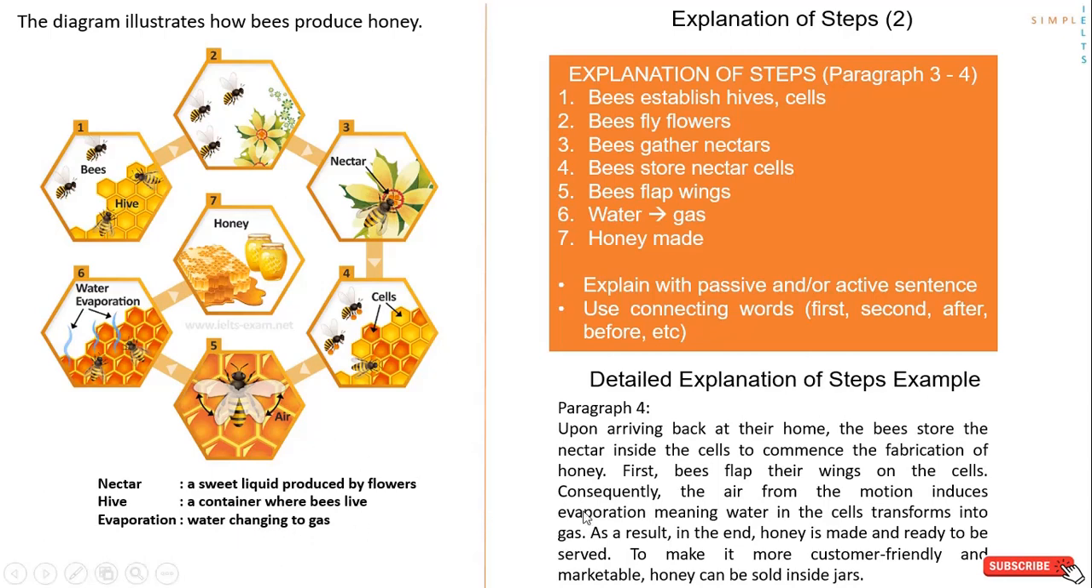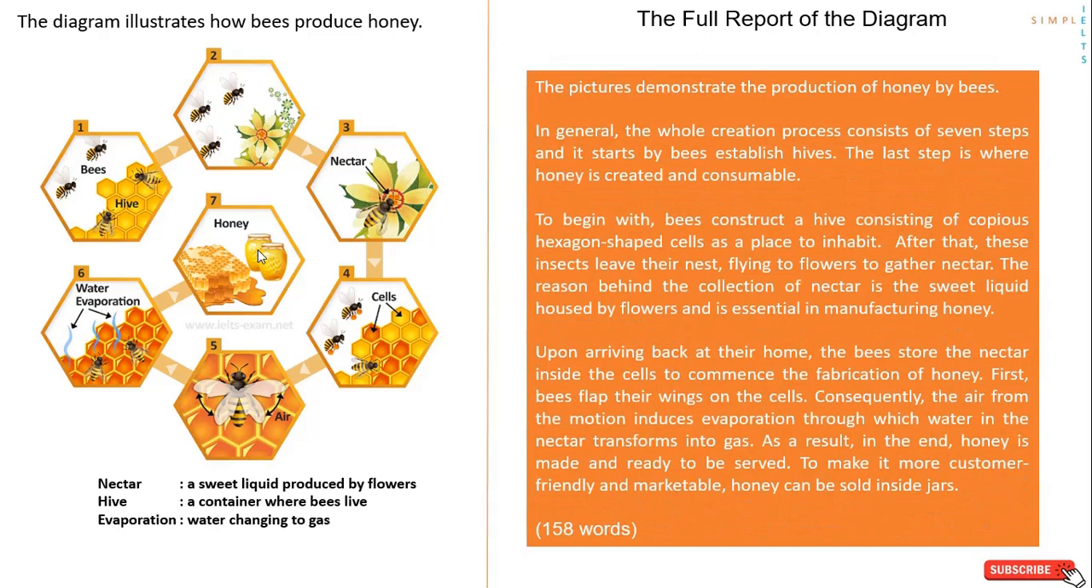Okay, as a result, in the end, now we talk about the 7th picture. Honey is made and ready to be served. To make it more customer friendly and marketable, honey can be sold inside jars. Because there are jars in this picture, I also talk about jars. Okay, so this is the full report of the diagram. More or less, there are 158 words. So this is each paragraph that we already previously talked about.